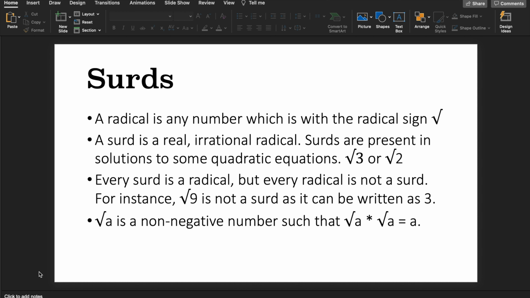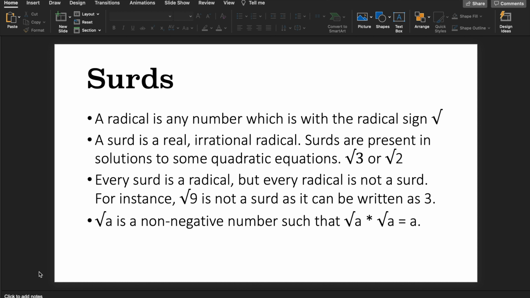The next point states that every surd is a radical, but every radical is not a surd. For example, root 9 is not a surd because it can be simplified to 3. It must be irrational, meaning it cannot be written in the form p by q, where p and q are integers and q is not equal to 0. But 3 can be, it's basically 3 by 1 or 6 by 2. So therefore, it's not a surd. It must be irrational. And the next point is that it has to be a real radical, meaning you cannot have square root of -1. That would not be real because we still don't know the value of square root of -1.